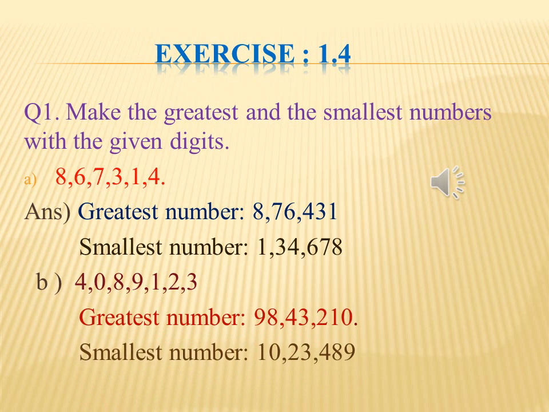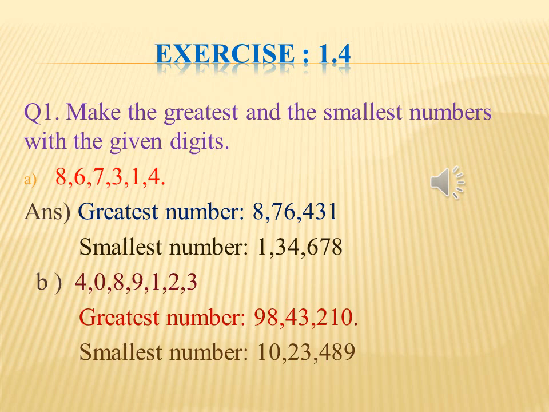Dear children, let us start with exercise 1.4. Look at the first question. Make the greatest and the smallest numbers with the given digits. The given digits are 8, 6, 7, 3, 1, 4. First, let us write the greatest number.